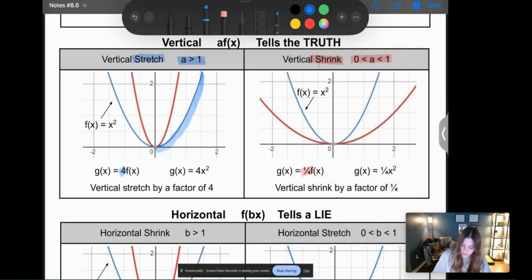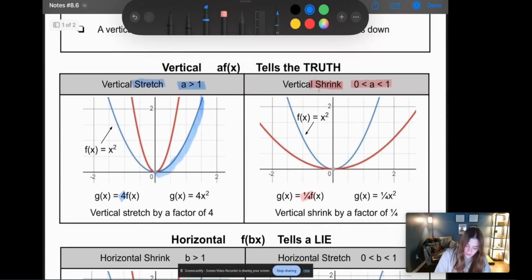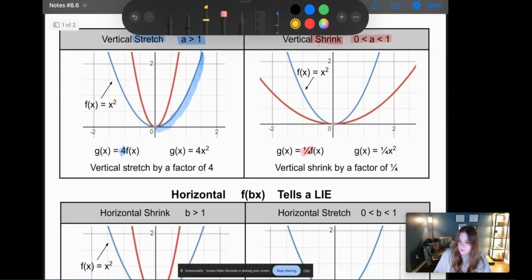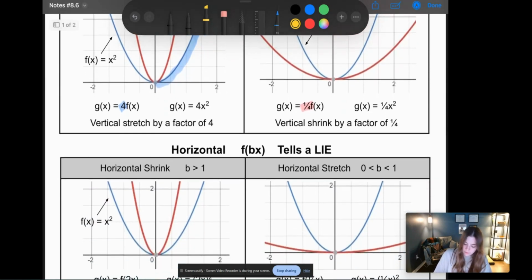So, let's take a look at a horizontal. One more time, remember, for a vertical, your A is in front of that f of x, or that x squared, right? And that's how you know it's going to be vertical. Now, horizontal, where is your B? Take a look. Where is that B at? Inside the parentheses. So remember, on our last set of notes, we said inside the parentheses is horizontal. Same thing here. Inside the parentheses is horizontal.